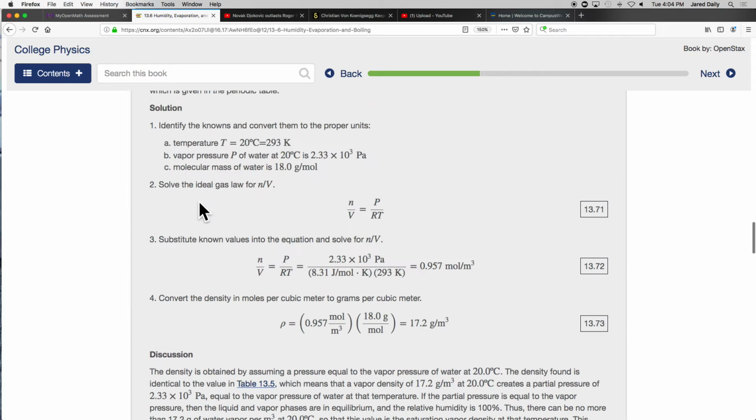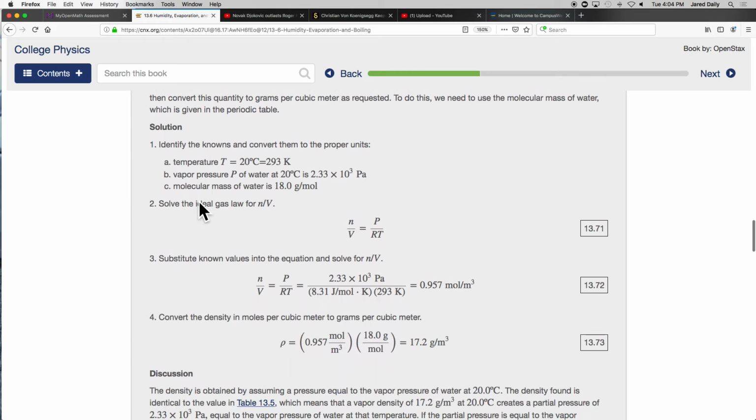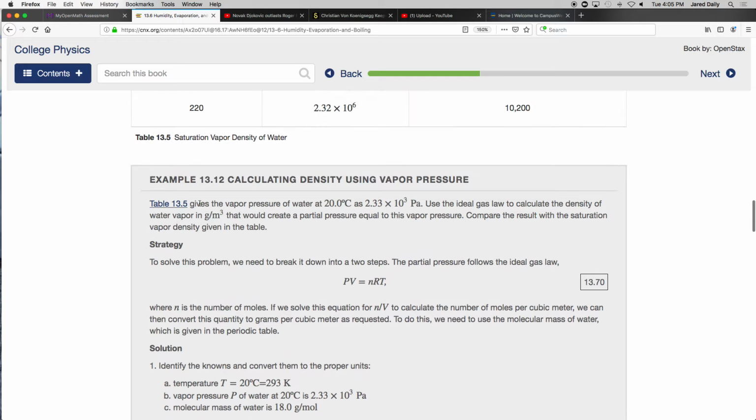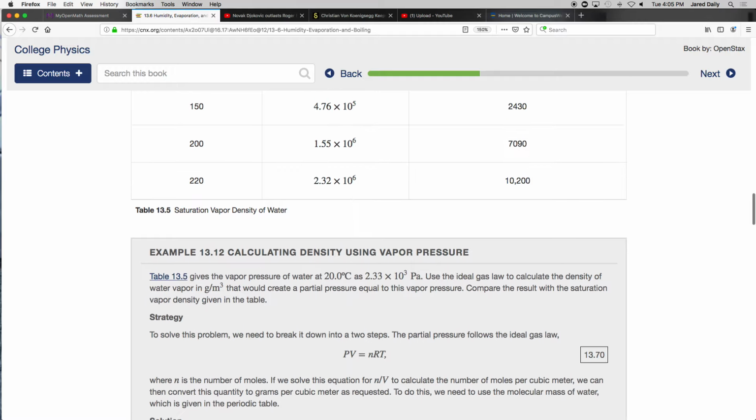So, anyway, here they're going to calculate the density of water vapor. It creates a partial pressure in the air that is equal to 20 degrees. So the vapor pressure, we want to. So they have a vapor pressure of 2.33 times 10 to the 3 Pascal at 20 degrees Celsius.